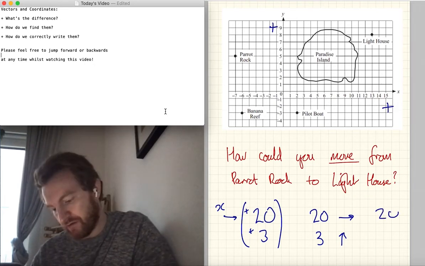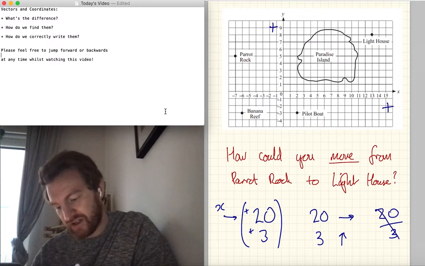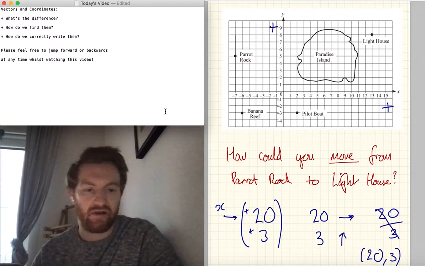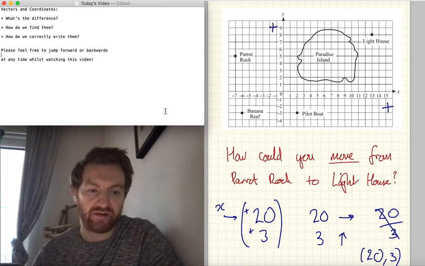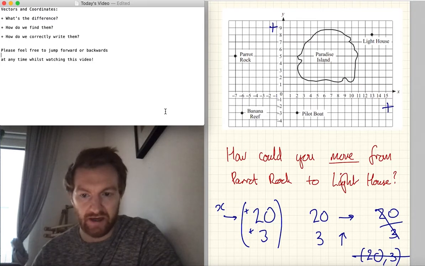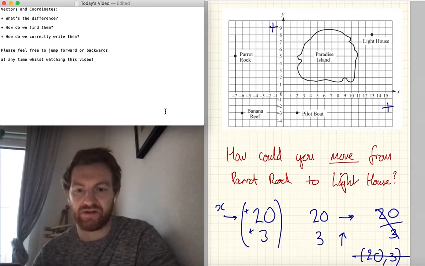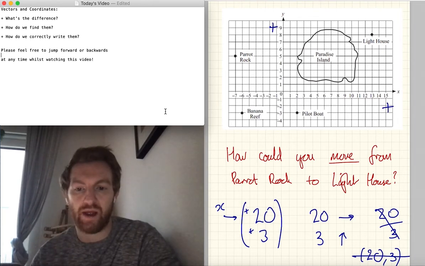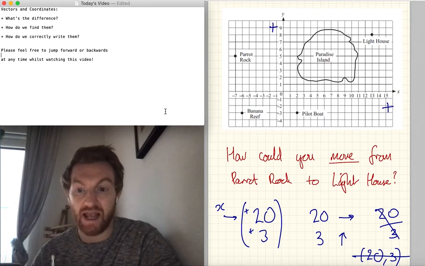We also don't write it as a coordinate, because a coordinate is where something is. But we don't have a fixed point, we have a movement. We're saying move 20, then move 3. Do the top first, then the bottom. And that's pretty much all a column vector there is to it. The only thing to be careful of is when we use positives, when we use negatives, or when we don't use either.